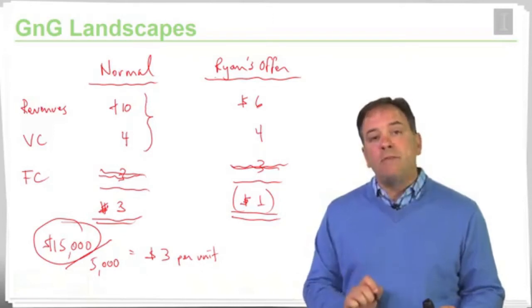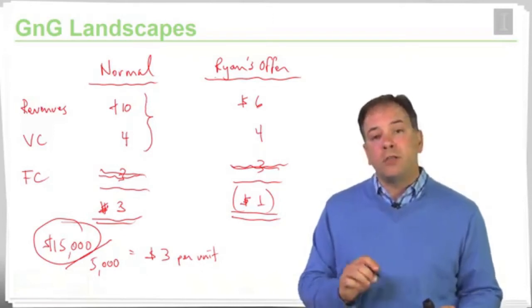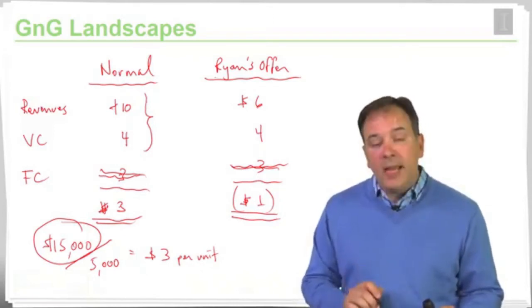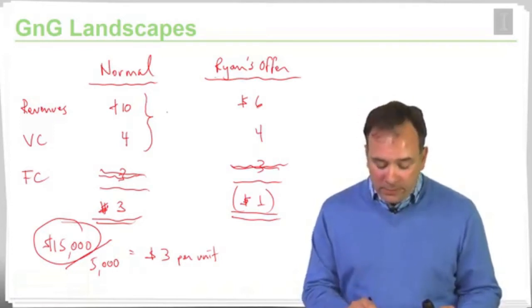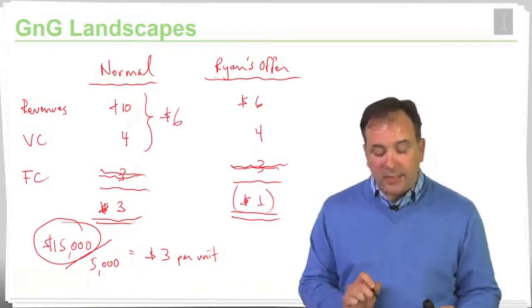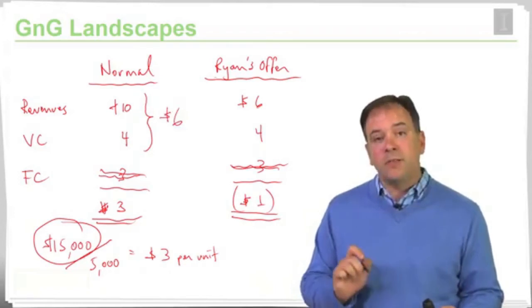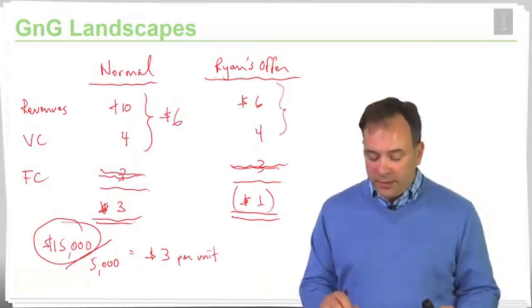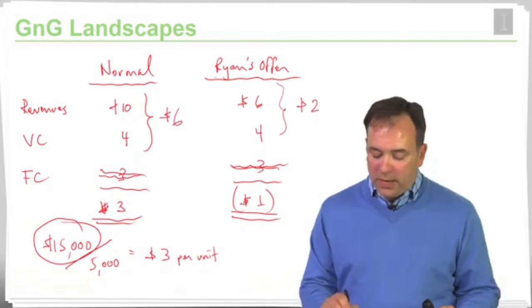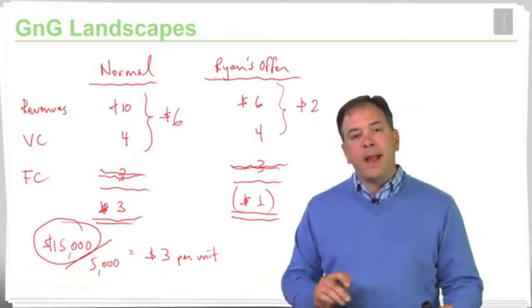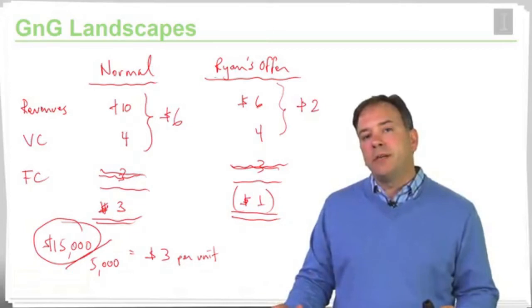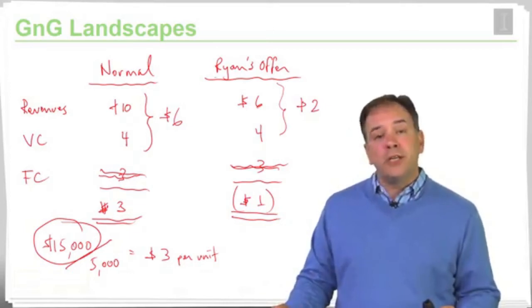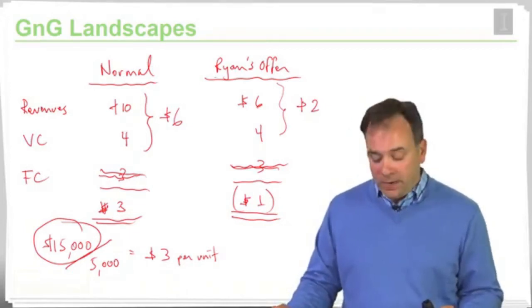And we're focused on the revenues minus the variable costs, or contribution margin, that we get from each of these scenarios. A normal sale earns us $6, $10 minus the $4 in variable costs. And Ryan's offer, if we were to pursue it, would yield $2 in contribution margin. Again, now we've eliminated the fixed costs from consideration because those costs aren't changing regardless of what we do.